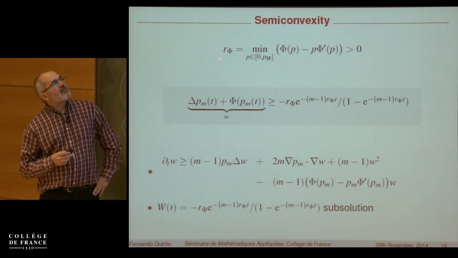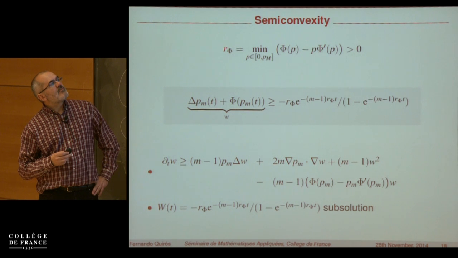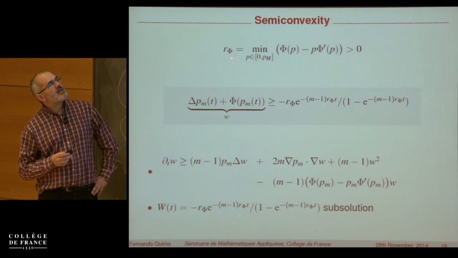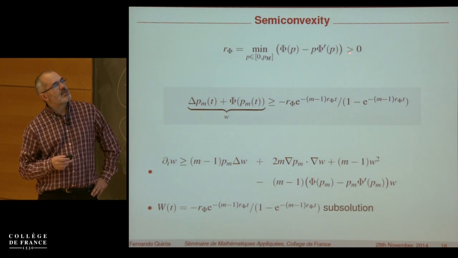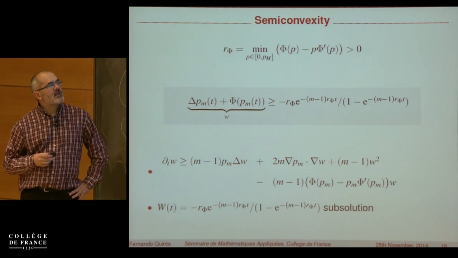So, we have a parameter here which depends on the nonlinearity phi, which we assume to be positive. Our assumptions imply that this is strictly positive. And the thing is that we have a kind of semiconvexity.